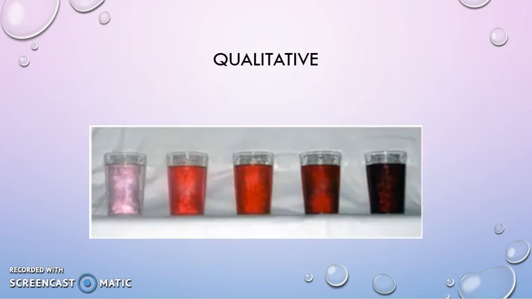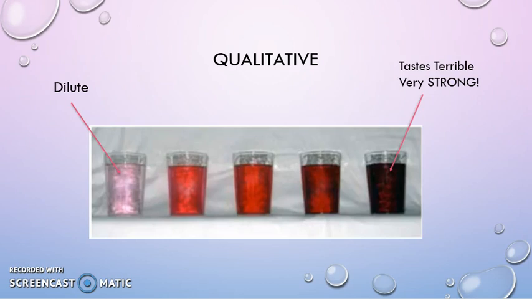Let's start qualitative. So here on the screen, I have a couple different glasses of a Kool-Aid mixture. And let's start with the one all the way over on the left-hand side. This one would taste extremely terrible because it's really, really weak. We call this solution dilute. It's a dilute solution of Kool-Aid. Well, what about the solution all the way on the far right? We would also say that this one probably tastes pretty terrible because it's so terribly strong. We call this solution concentrated.